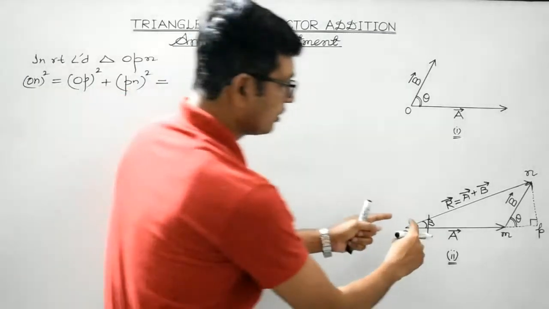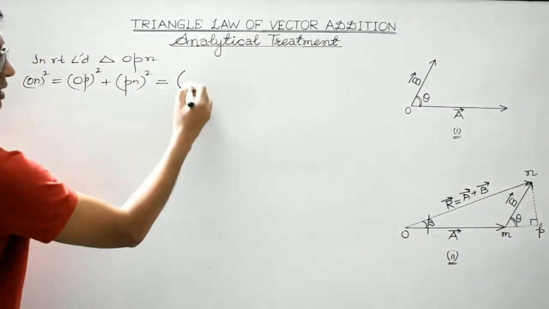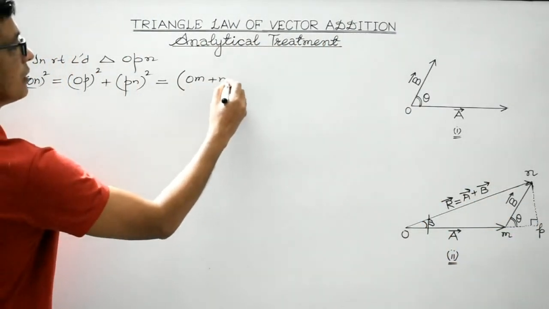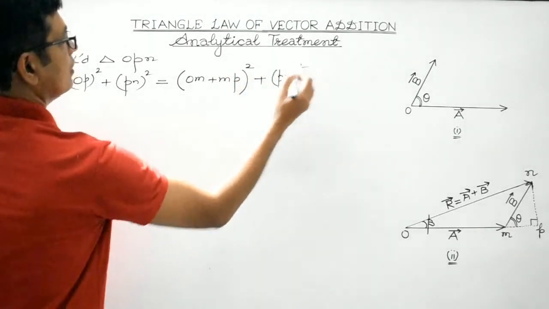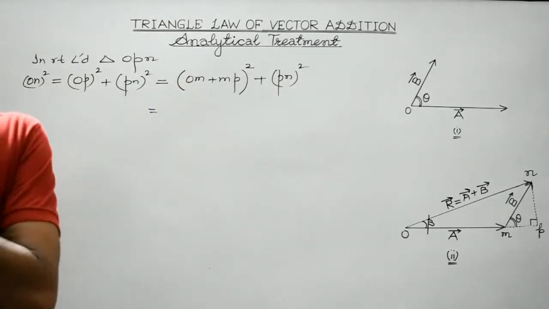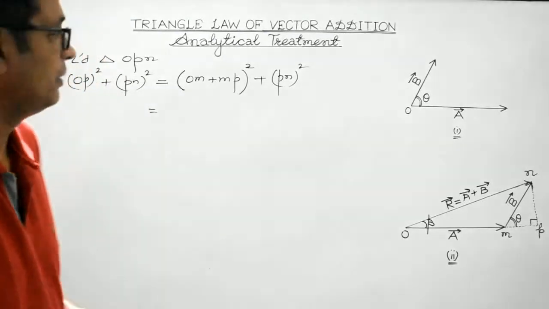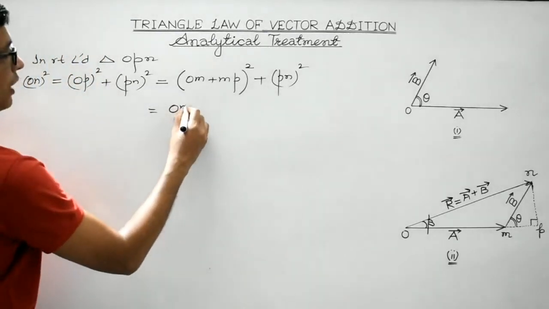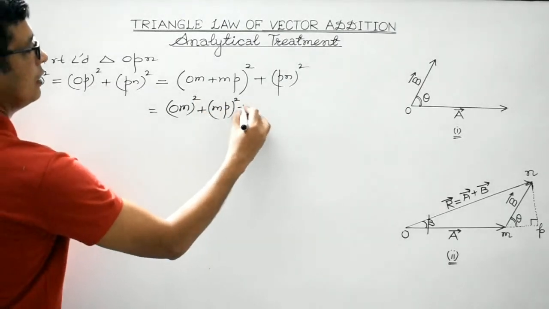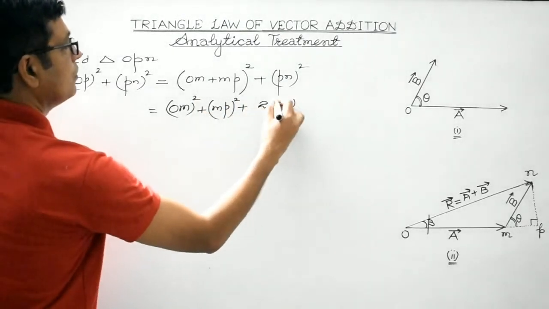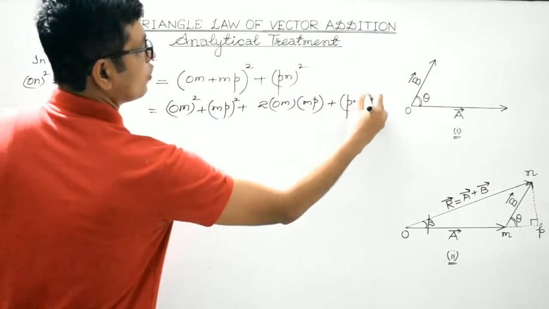OP square. Now this OP may be written as OM plus MP, isn't it? It may be written as OM plus MP plus PN square. Let's solve it. It's in the form of A plus B whole square. It is A square plus B square plus twice AB. So what you get is OM square plus NP square plus twice OM into MP plus PN square.